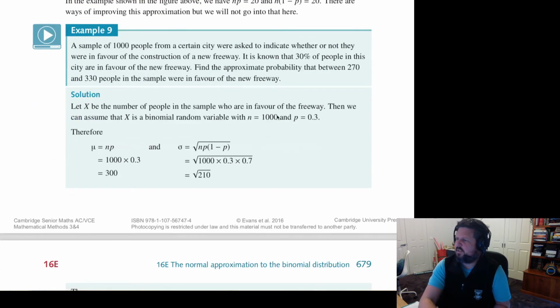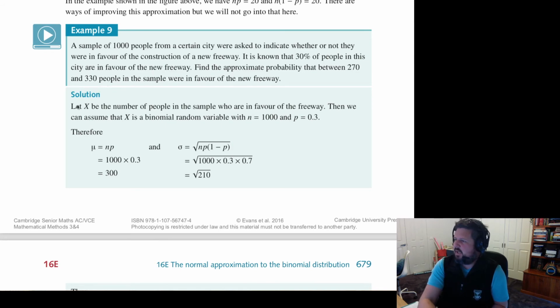Alright, let's have a look at this example. A sample of 1,000 people from a certain city were asked to indicate whether or not they were in favour of the construction of a new freeway. It is known that 30% of people in this city are in favour of the new freeway. Find the approximate probability that between 270 and 330 people in the sample were in favour of the new freeway.